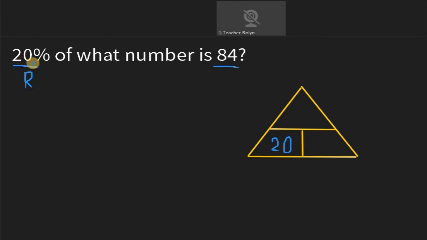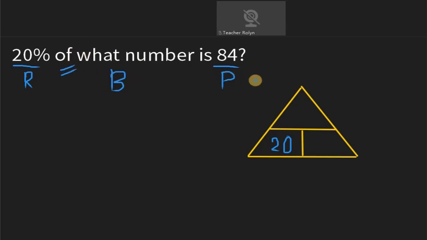So 20% here represents 84. Ibig sabihin, ang hinahanap natin ay yung buo. Or, that is the base. And therefore, itong 84 is just part. Alright? Now, bibigyan ko kayo ng clue kung paano natin ma-identify yung base lagi. Ang base ay laging kasunod ng word na of. So, if you have the word of, ang kasunod na number niyan ay base. Eh, dito, wala tayong kasunod na number sa of. That is why B ang ating hinahanap.